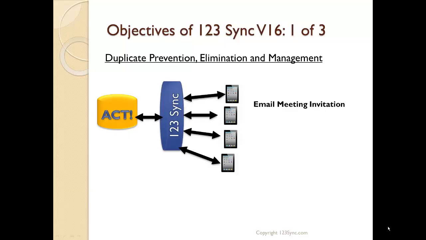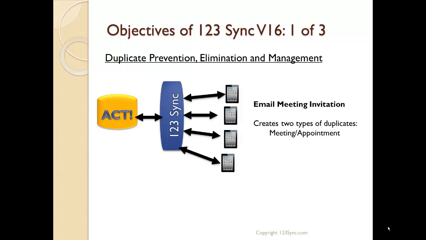So before we go any further, I would like to just address three of these objectives. For example, our duplicate elimination and management. What if you have like 4 iPads, for example, and you have sent an email invitation to all the iPads? This email invitation actually creates a couple of duplicates. It will create two types of duplicates. One of them is the meeting and the appointment.